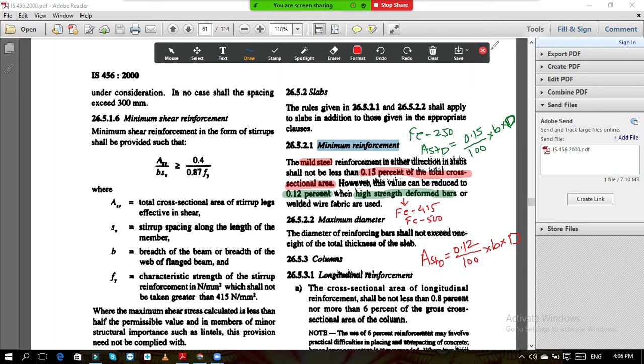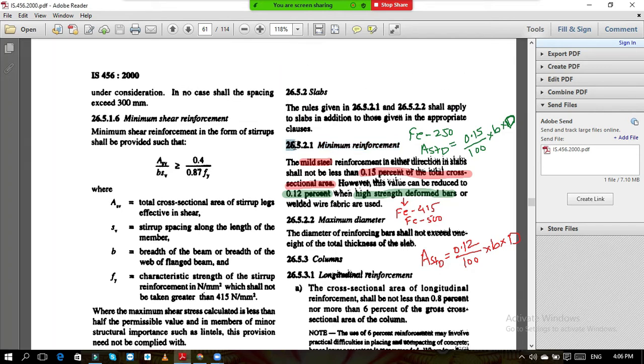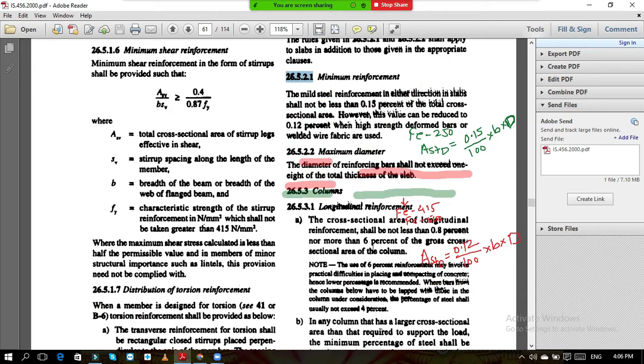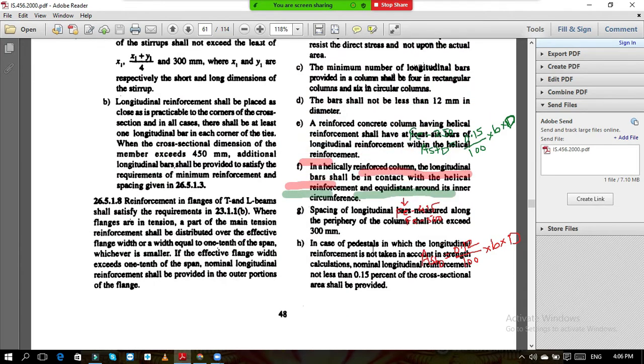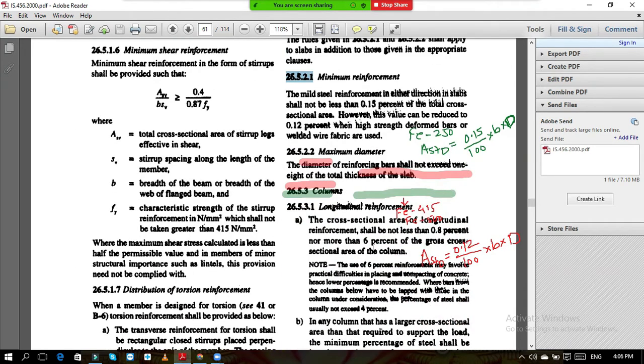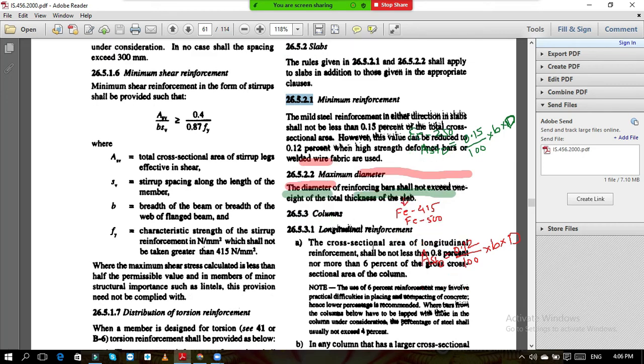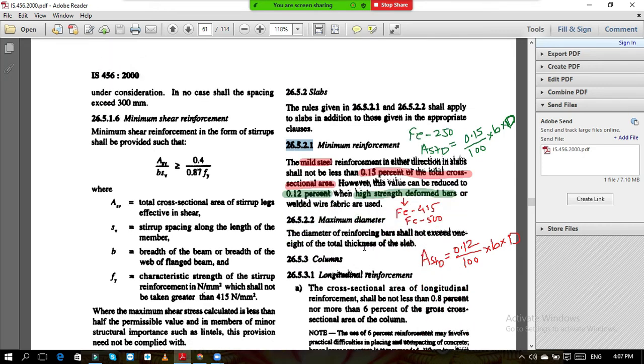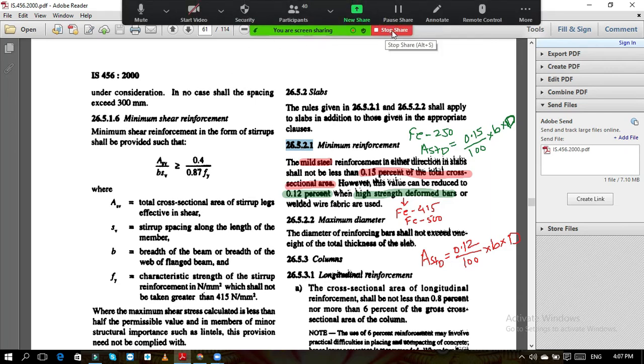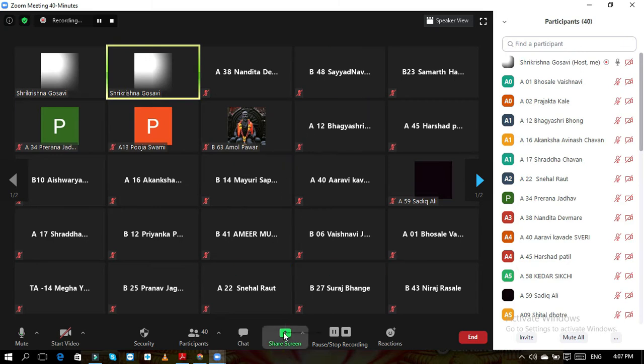Okay, this is according to clause 26.5.2.1, minimum reinforcement. Okay, and page number for this is 48. Page number is 48. Okay, so remember this. This is the clause. So now we will again move to our whiteboard and we will proceed with the problem.